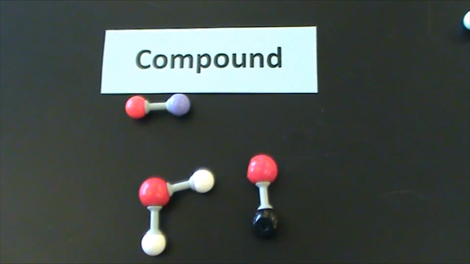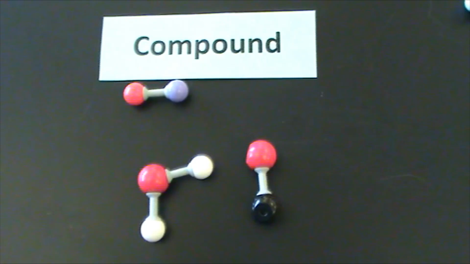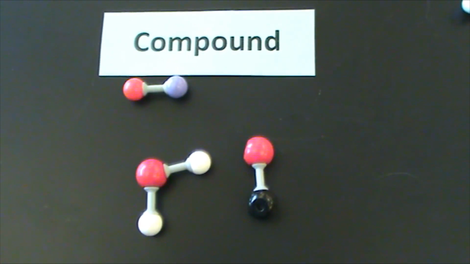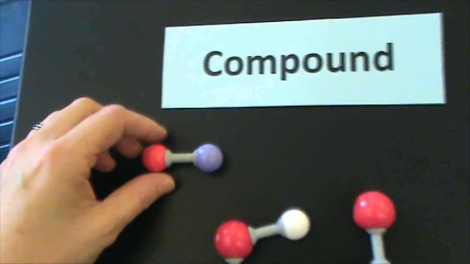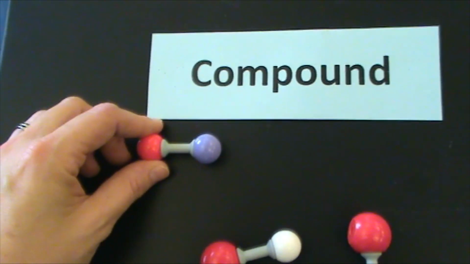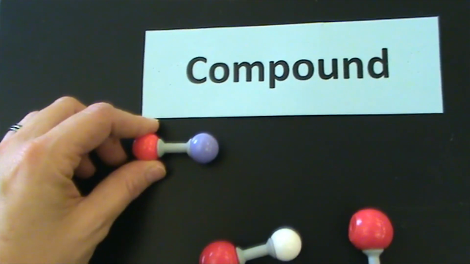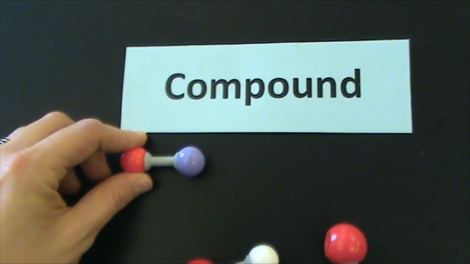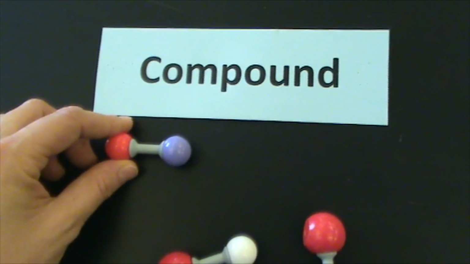A compound is a pure substance that's made up of two or more different elements whose atoms are chemically bonded together. Each element has its own properties. For example, if I look at this compound here, we're going to say this is sodium and chlorine. Sodium is very reactive with water. It will explode if it is put in water. Chlorine is poisonous to our bodies. But when sodium and chlorine react to form sodium chloride, it makes something that is edible, which is table salt.